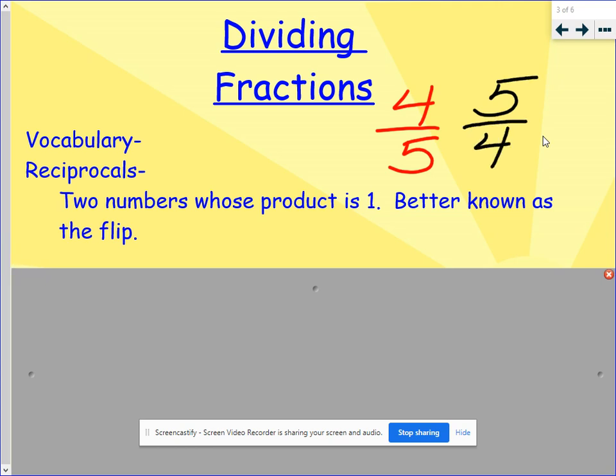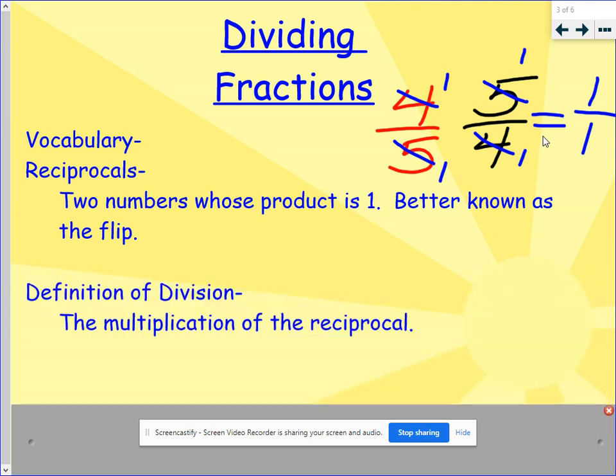And then to prove that two numbers whose product is 1, you would just simply say, look, 4 goes into itself once, 4 goes into itself once, 5 goes into itself once, 5 goes into itself once. 1 times 1 is 1, 1 times 1 is 1, and therefore we have proven that a number multiplied by its reciprocal will always be 1. But for math class, we want to know reciprocal as the flip.